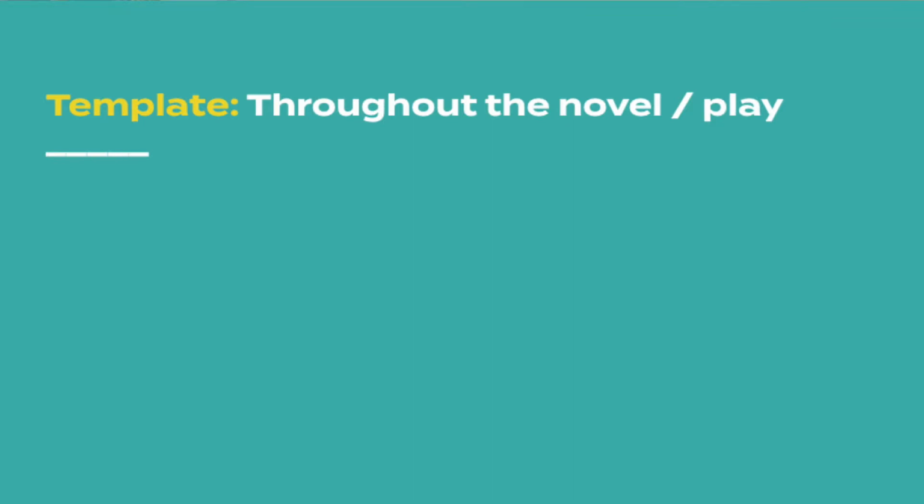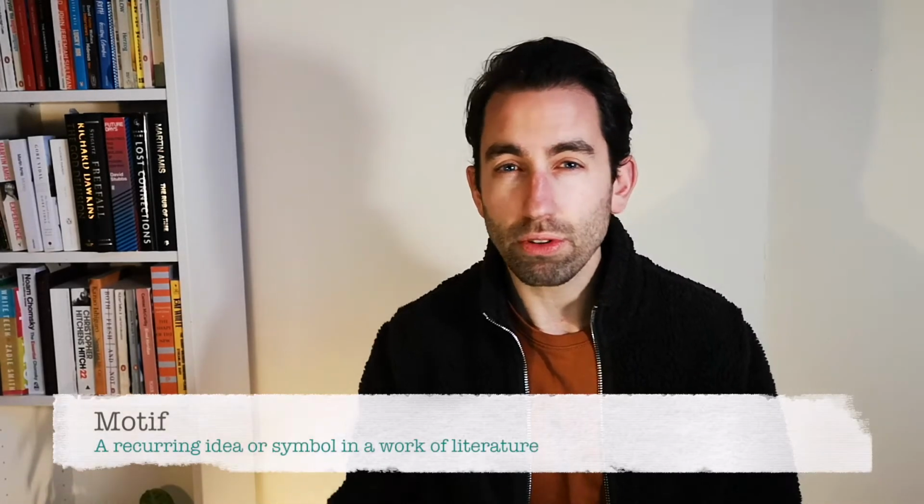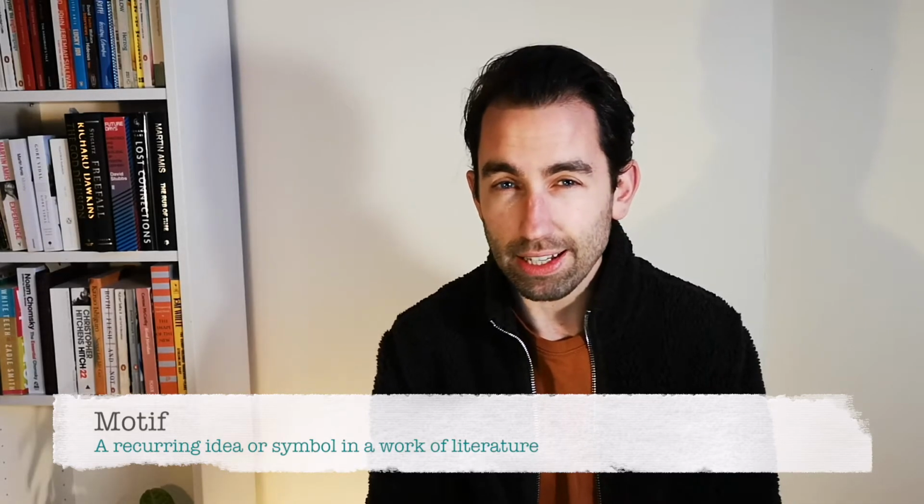Throughout the novel, or throughout the poem or play, the poet explores the pain of unrequited love in various ways. So this is another technique where, well, I kind of tell my students that you can take a bird's eye view of the text. You view a text once as a reader, but then after you know the story and the narrative, you can look at a text more as a student, that is, being able to see the text from the top down and understanding that the author has almost certainly laid common themes and common motifs through the text that you can explore with this kind of sentence structure.